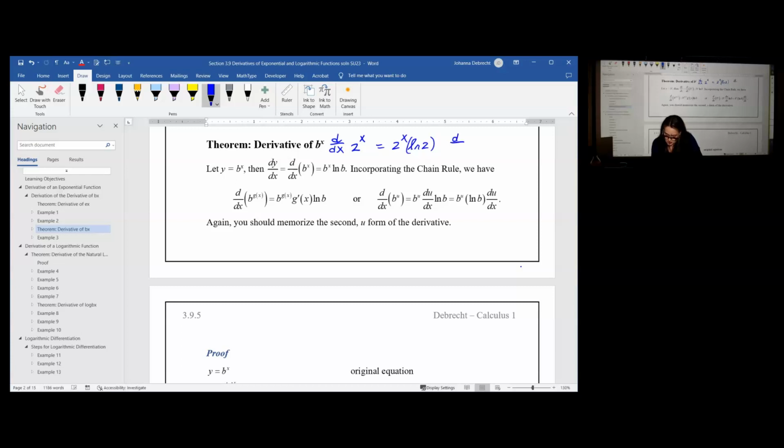That means that the derivative with respect to x of e to the x is actually e to the x times the natural log of e. But if you remember your rules from pre-calculus or college algebra, the natural log of e is 1, which gives me e to the x.